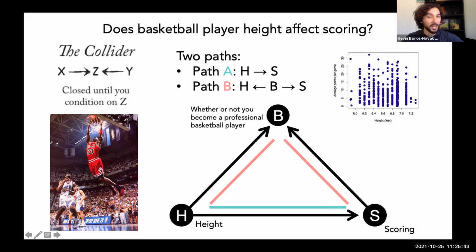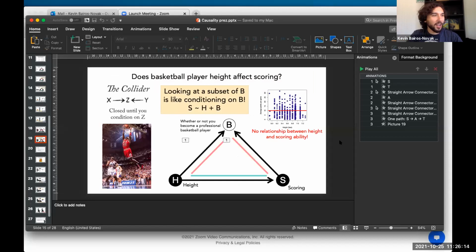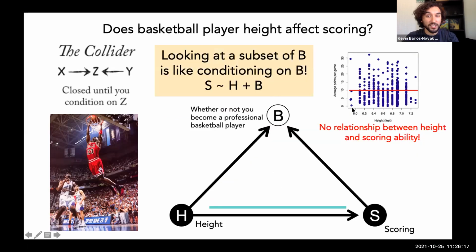So in this case, if we're interested in height determining scoring ability, we might want to look at this extra path, this second path. But the thing is, it's closed unless we condition on B. That's like if we had this in our model, that would be conditioning on B, essentially. We don't have it in our model per se, but what we do have is this weird thing: if you only include a subset of B, it's essentially like you're conditioning on B itself. So to say it again, if you have just a subset of the data, you're essentially conditioning on that variable.